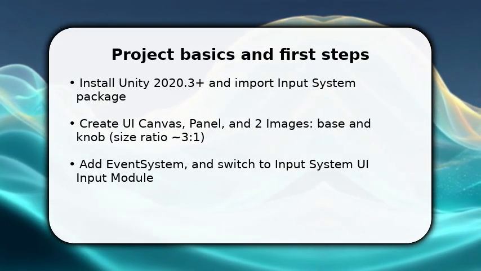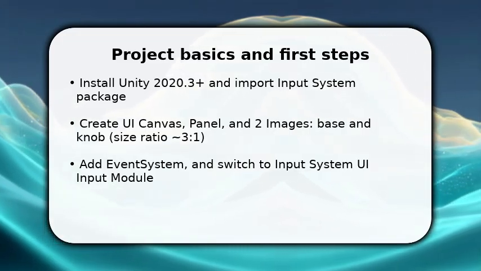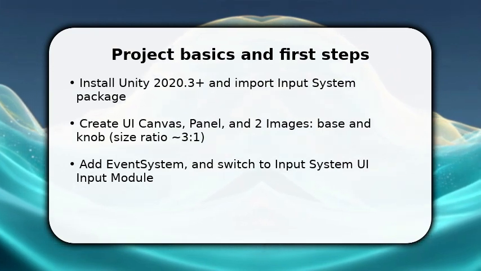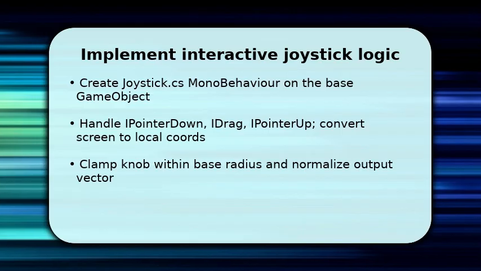Once done, attach an event system with the input system UI input module, and add a new UI prefab folder to keep assets organized. Now implement the interactive core. Add a joystick.cs script to the base object that implements IPointerDownHandler, IDragHandler, and IPointerUpHandler.